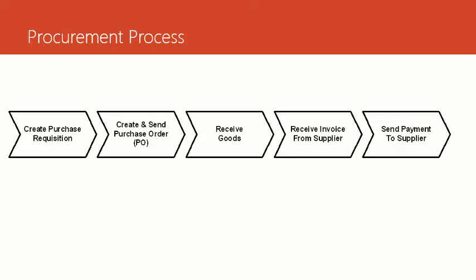When they send the 100 notebooks, he has to make sure that they are actually 100, that they have the same price that he agreed on in the purchase order, and that they are all of good quality. Nothing is damaged, nothing is torn. And he also receives an invoice that says you need to pay now, let's say 200 or 300 Qatari riyals, in return for the 100 notebooks. And then they send the payment to the supplier.